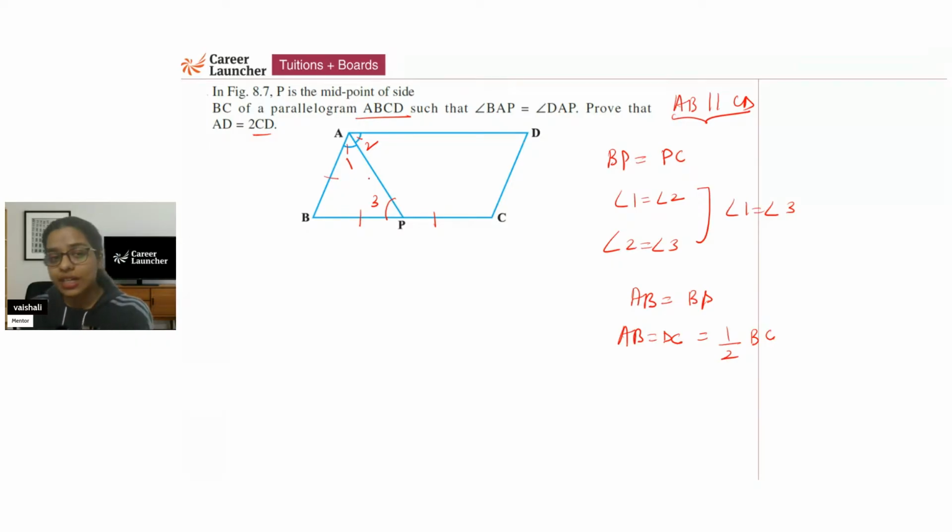So it's just the fact that we used one concept in terms of two lines being parallel and making two of the sides equal, and further coming to this conclusion that AD is going to be twice of CD.